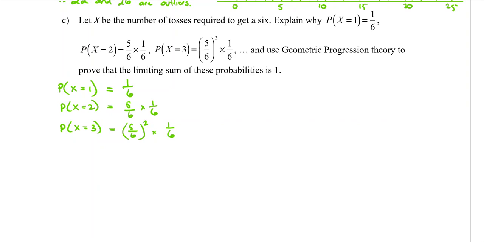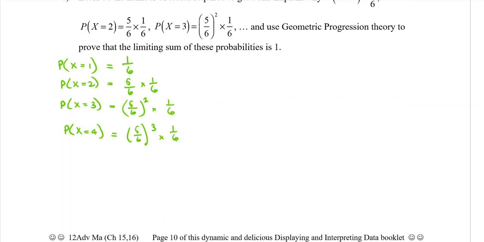I'm not writing all that out as an explanation. We're just talking about it. You can write another one if you want to. P of X equals 4, just to show that we can continue the pattern because they gave me the first 3: 5 over 6 to the power of 3 times 1 over 6.